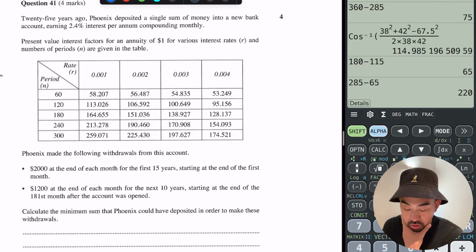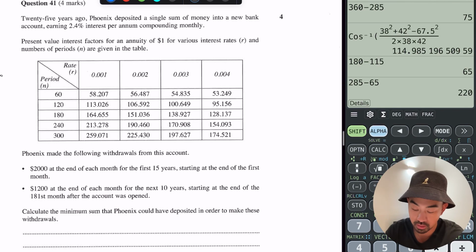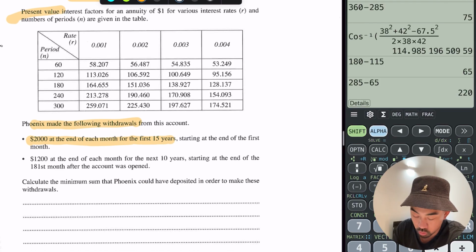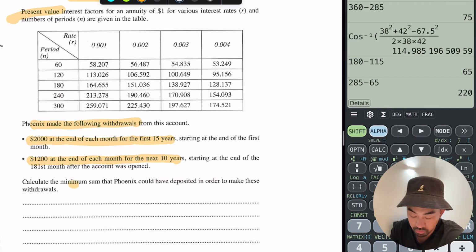25 years ago, Phoenix deposited a single sum of money into a new bank account earning 2.4% interest per annum compounded monthly. The present value table is here. Phoenix made the following withdrawals from this account: $2,000 at the end of each month for the first 15 years, and $1,200 at the end of each month for the next 10 years, starting at the end of the 181st month. Calculate the minimum sum Phoenix could have deposited in order to make these withdrawals.